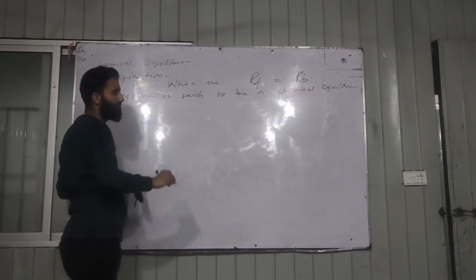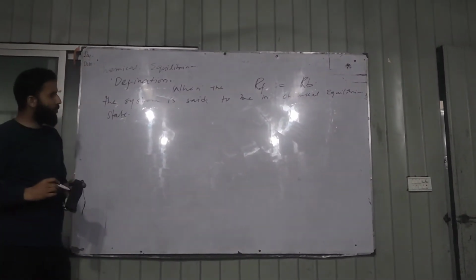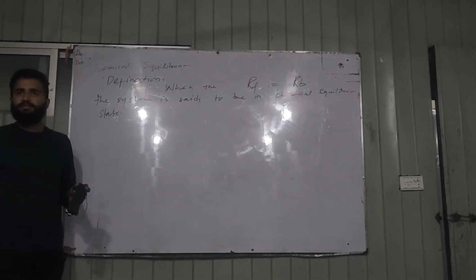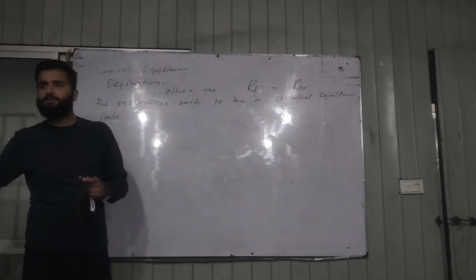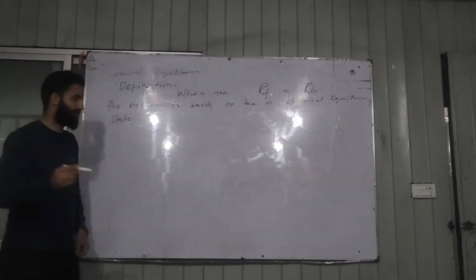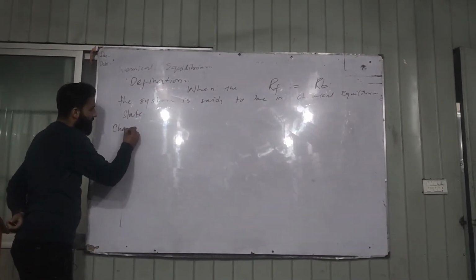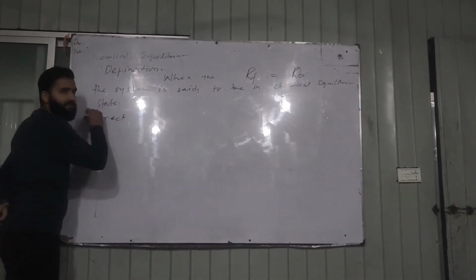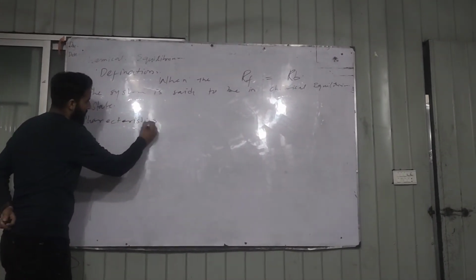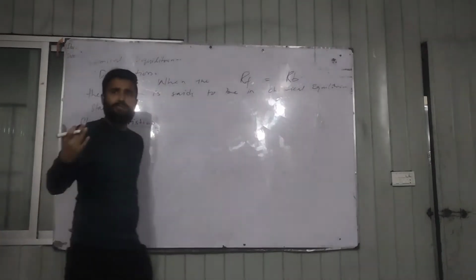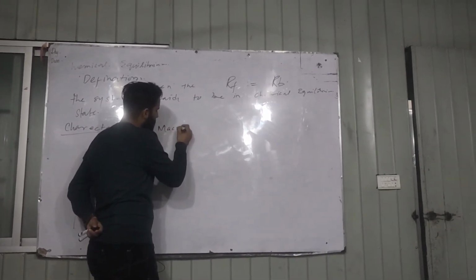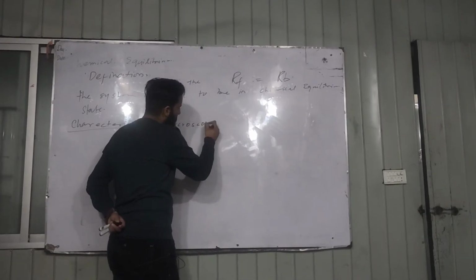Clear? Okay. So what are the characteristics of chemical equilibrium? How can you understand that chemical equilibrium has been established? I am going to write here some characteristics. First of all, it exists in reversible reactions. These characteristics are macroscopic properties.